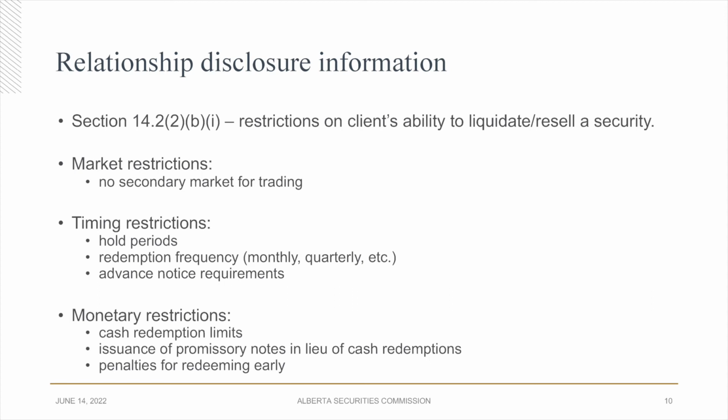Disclosure of monetary restrictions would include cash redemption limits and/or the issuance of promissory notes in lieu of cash redemptions. In such cases, we expect that firms will also consider whether this redemption feature may have a suitability impact for clients who have a registered account with the firm. Further, penalties for redeeming securities early should be disclosed, including situations in which the redemption price or net asset value is discounted for early redemption.